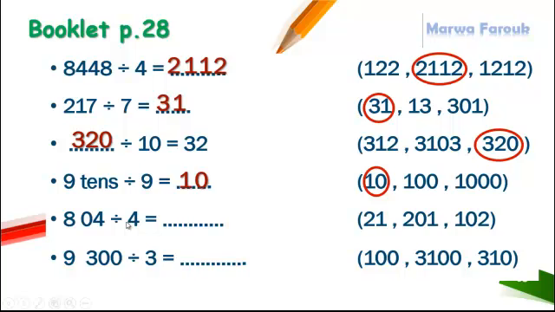804 divided by 4. 8 divided by 4, 2. 0 divided by 4, 0, and 4 divided by 4, 1, so we got 201. Next one, 9300 divided by 3. 9 divided by 3, 3. 3 divided by 3, 1, and 0 divided by 3, 0. 0 divided by 3, 0, so we got 3100, and we will put a circle around it.